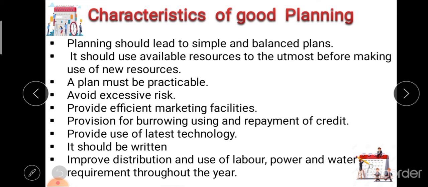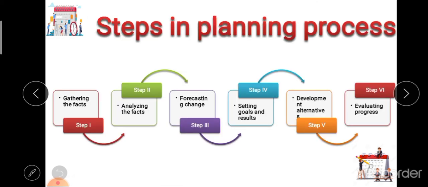Okay, so these are the different characteristics of a plan. Next point in planning is the steps in the planning process. There are seven steps in the planning process. The first step is gathering of facts. Second, analyzing the facts. Third, forecasting change. Fourth, setting the goals and result. Fifth, developing alternatives. And the last one is the evaluation process. We will see these steps one by one.